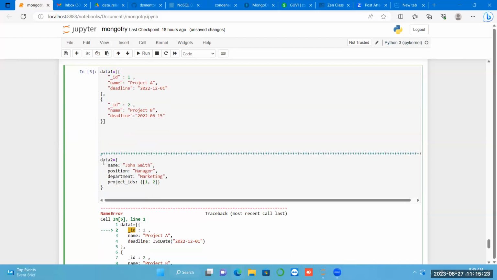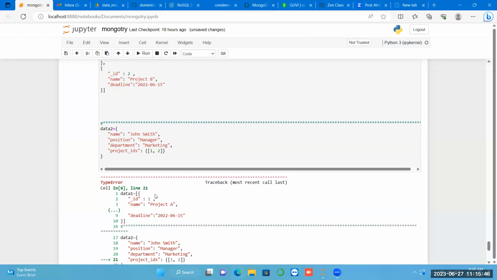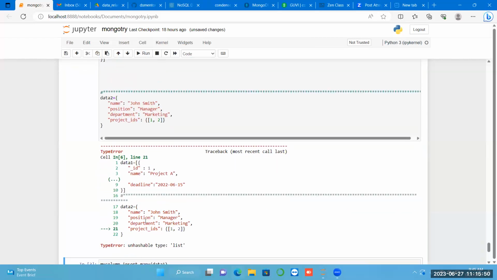Now can you run this? Yeah, name, here I have to change it. Do it. Yes, now it's okay. Shall I run this? Yeah, run. What is that? There is an error again. Unhashable type list.